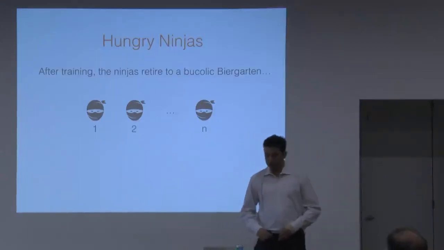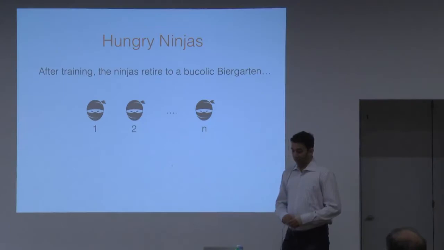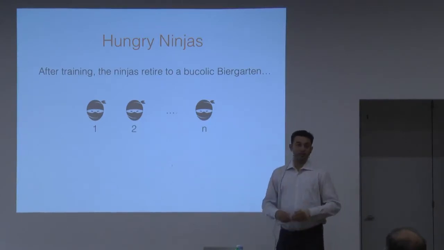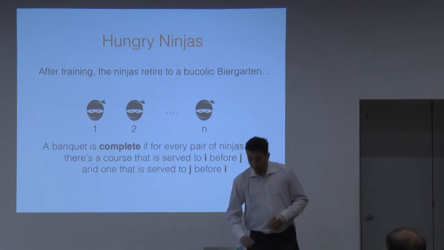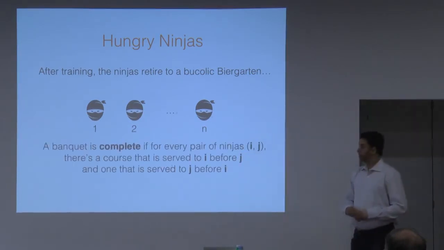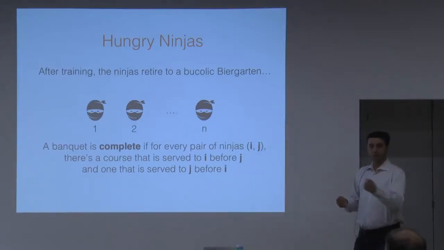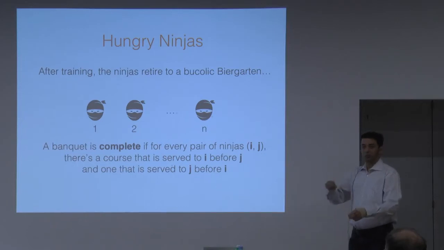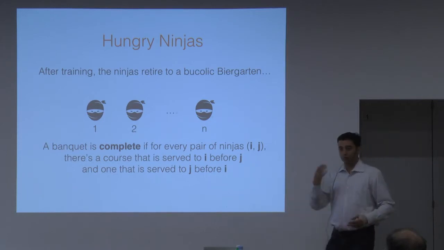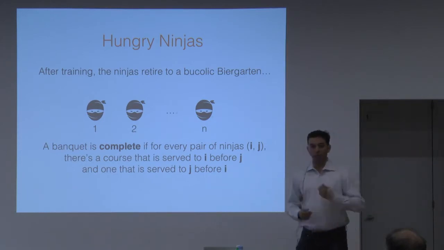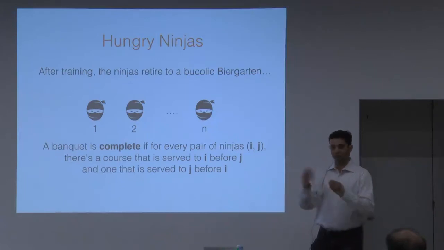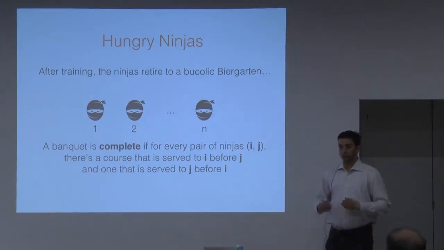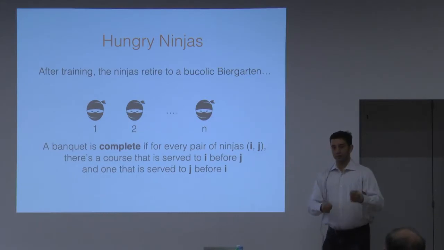So after training, the ninjas go to a beer garden, and they have this feast where there are different courses. And you would call a banquet complete if for every pair of ninjas, there is a course that is served to ninja I before ninja J, and there is another course where ninja J is served before ninja I. It's like, Martin got the first pick of the ravioli, so I should get the first pick of the brownies, right? So in some sense, we are all proud warriors. We do not want to eat always after a different ninja.